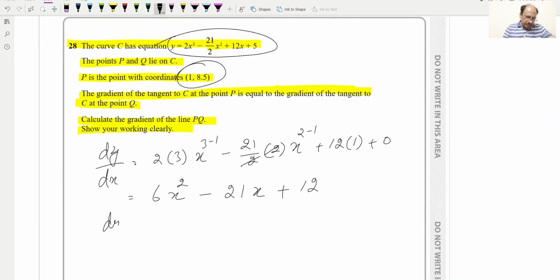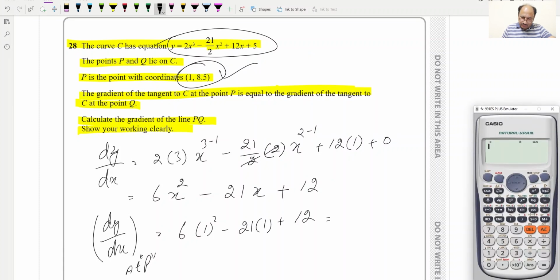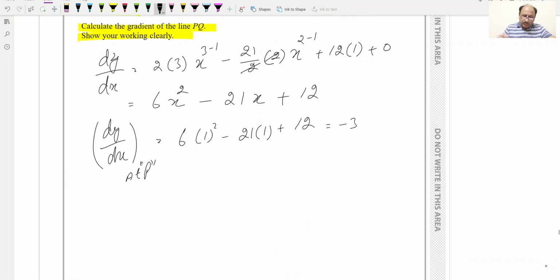Now dy by dx at point P, we can write at P this will be equal to 6, and for P we can take this one, which is (1, 8.5), so the x value will be 1. This will be 6 squared minus 21 into 1 plus 12, and we can use a calculator to find this, so it will be 6 minus 21 plus 12, and this is equal to minus 3. So we got the gradient is equal to minus 3.